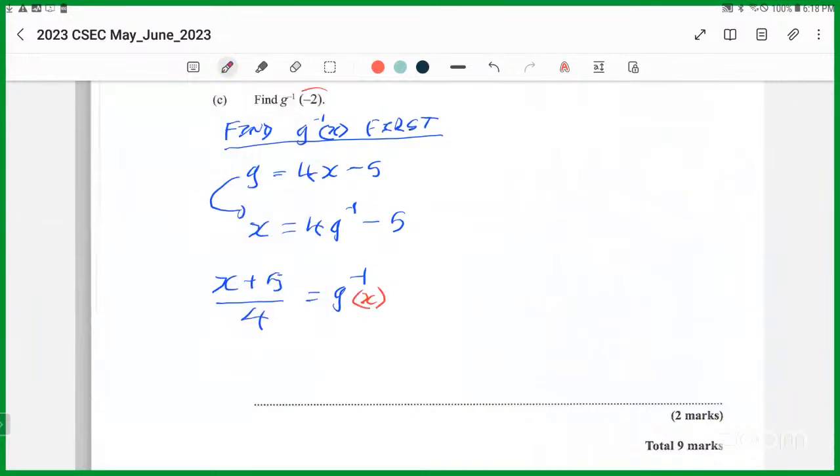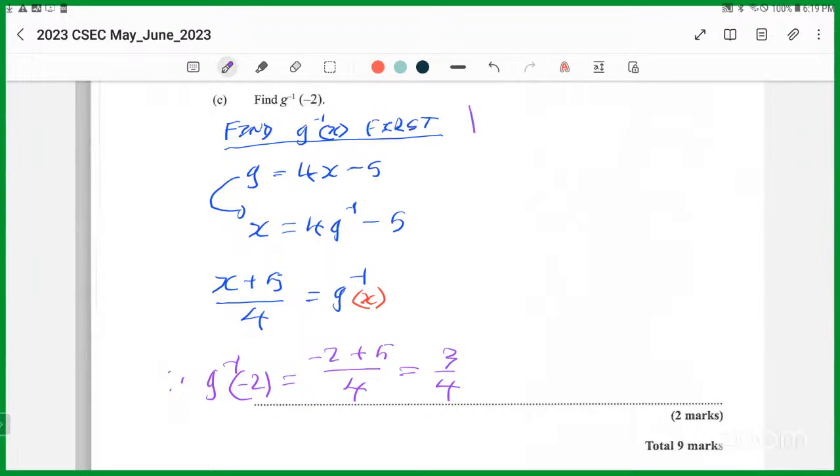And so since we want g to the minus 1 of negative 2, we're going to plug the negative 2 in there somewhere. We can say, therefore, g to the minus 1 of negative 2 is negative 2 plus 5 over 4. The negative 2 right now. That becomes 3 over 4.